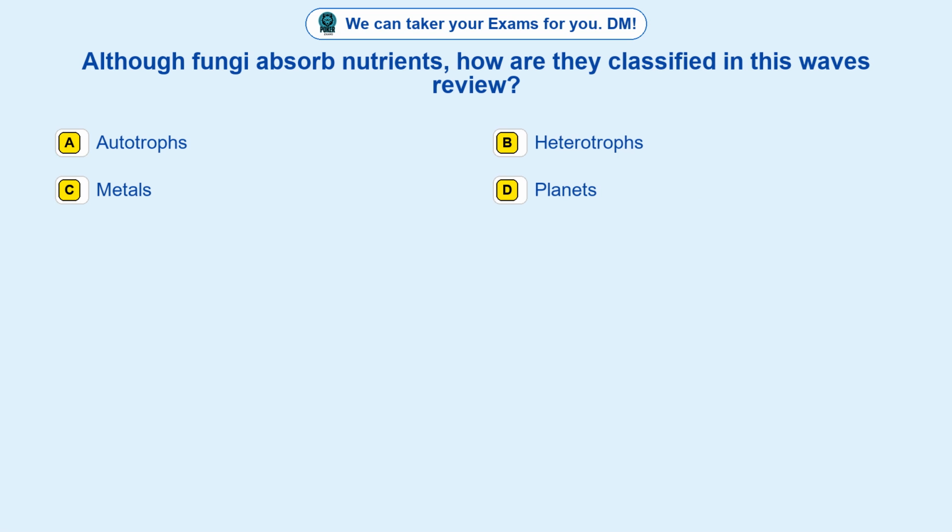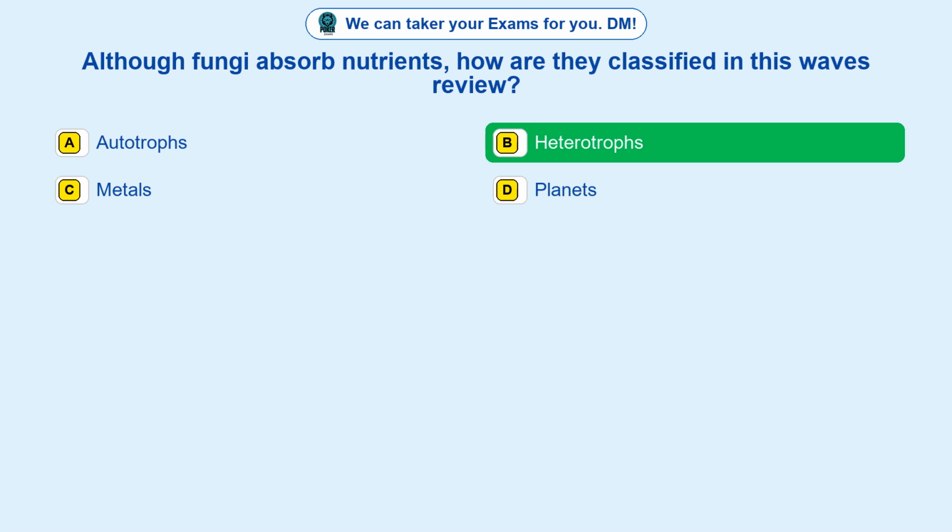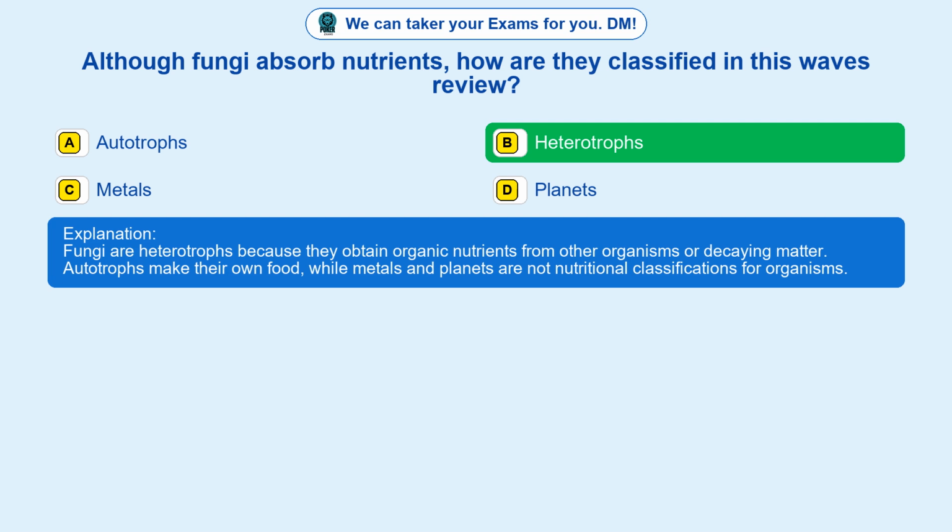Question 21. Although fungi absorb nutrients, how are they classified in this Waves review? Option A. Autotrophs. Option B. Heterotrophs. Option C. Metals. Option D. Planets. The correct answer is option B. Heterotrophs. Fungi are heterotrophs because they obtain organic nutrients from other organisms or decaying matter. Autotrophs make their own food, while metals and planets are not nutritional classifications for organisms.